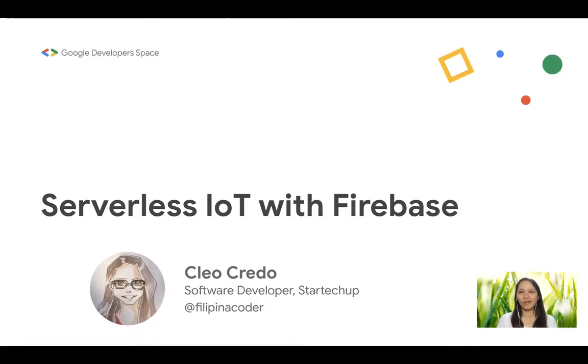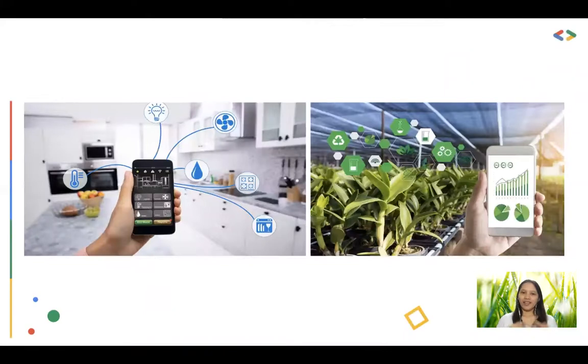So for this talk, I'll be introducing two characters. First is Firebase and next is IoT. So here are some pictures of real-world applications of Internet of Things. One is a smart home automation system wherein you can control things like your lights, your air conditioning, and also gather data from these devices.